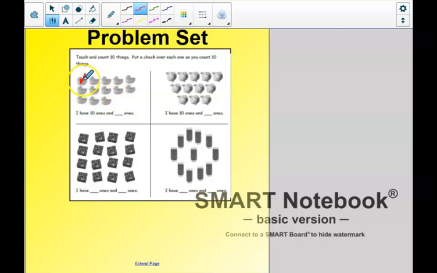Okay, so let me walk you through this first one. So we checked off 1, 2, 3, 4, 5, 6, 7, 8, 9, 10. In this blank down here, I put how many I have left over. So how many don't I have checked off? Because I already counted 10, so I'm not going to check any more off. I have 1, 2, 3.